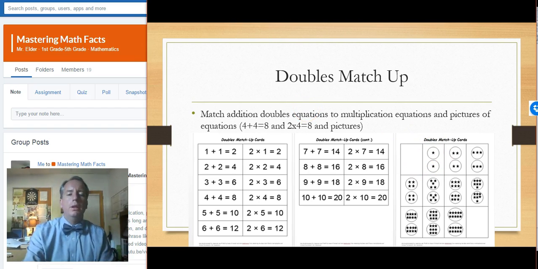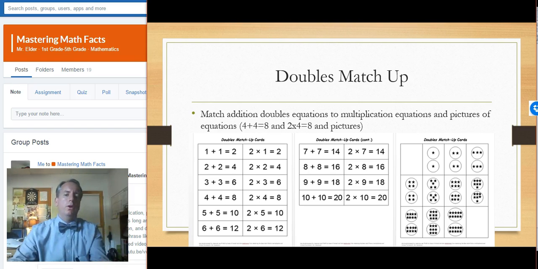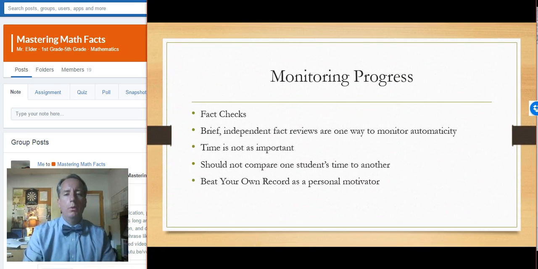You can make 3 piles, and match the addition, the multiplication. This could be done clearly as a memory game activity, so we're flipping them over and oh, that one doesn't match, this one matches, so can certainly make them more engaging. Whatever we do, we've got to make sure we're monitoring progress. So those fact checks, fact reviews are good.